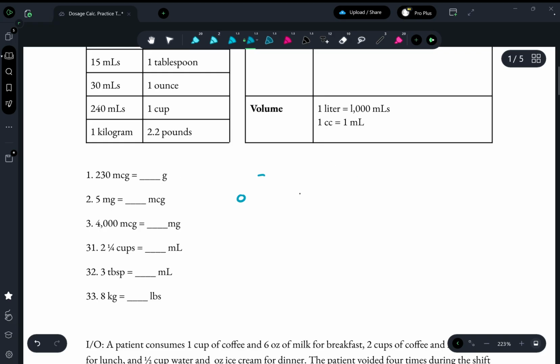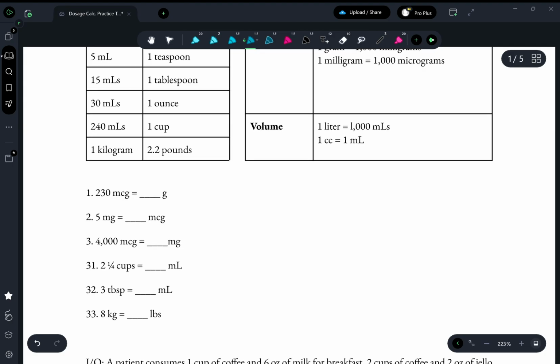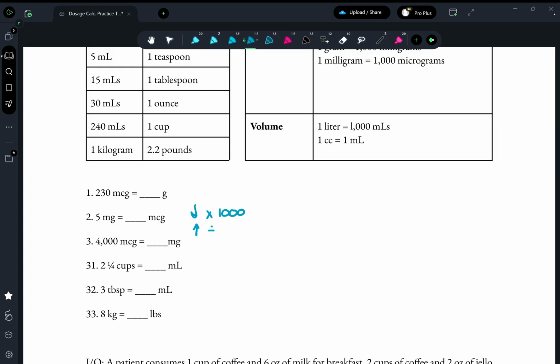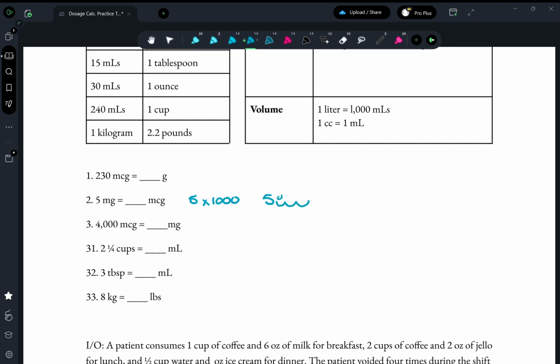Milligrams to micrograms, you're going to see that one a lot. So 5 milligrams. In order to go down, you're going to multiply by 1,000. To go up, you're going to divide by 1,000. Or you move your decimal point to the right, or you move it to the left. So here, for our 5 milligrams, we're going to go 5 times 1,000, or 5 times 1, 2, 3, 1,000. And we get 5,000 micrograms.